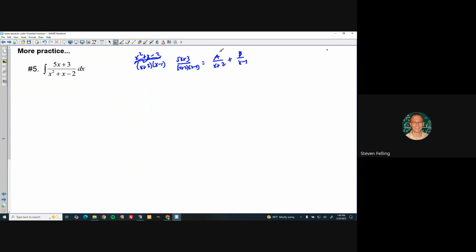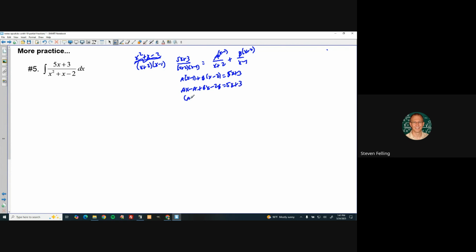So this A is going to get multiplied by the x minus 1 denominator and the B by the x plus 2. So I have A times x minus 1 plus B times x minus 2 equals the current numerator 5x plus 3. I don't bother with the denominator at this point because everything would have the same denominator if you multiply top and bottom by these. So getting rid of parentheses, Ax minus A plus Bx minus 2B equals 5x plus 3.